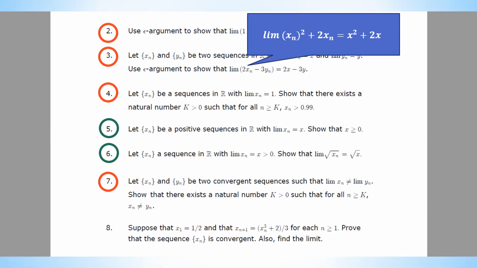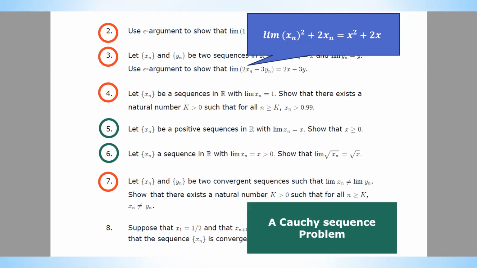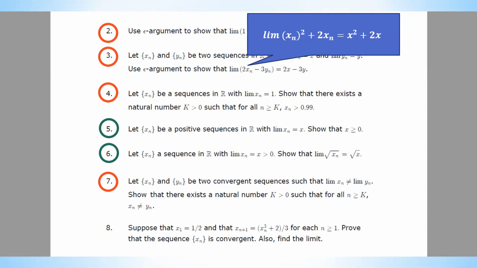We have done a full proof on this already, so I don't see any problems. And number 8. Sorry, there seems to be a small mistake: I forgot to circle number 8. So number 8 is extremely important.